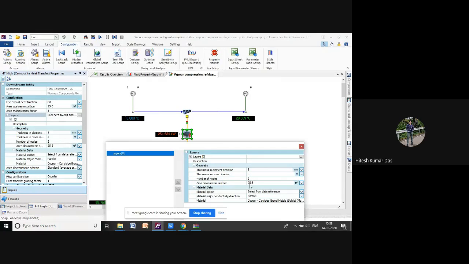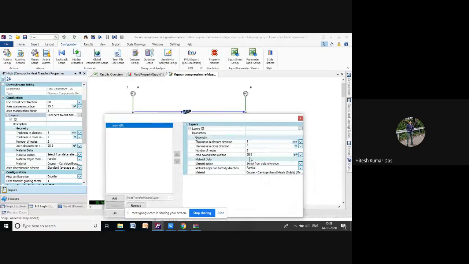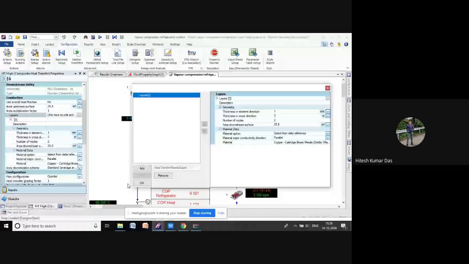The number of nodes in heat transfer direction is 2. Downstream surface area we are assigning as 25.5. Here we are assigning the material as copper, cartridge brass, which is a metal. All the conduction-related inputs you can assign through the layer option. So this is all about layer.